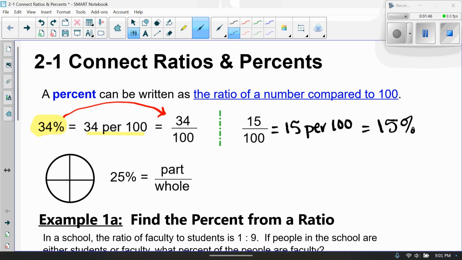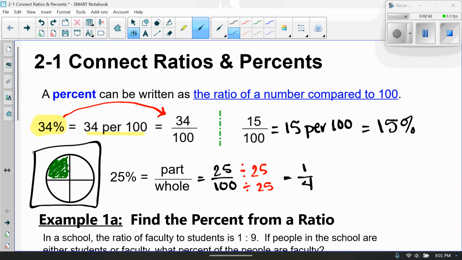Okay, now if I'm looking at the picture, here I have a circle cut into 4 pieces. And if I'm looking at 25%, 25% is going to be 1/4 of this circle colored in. Okay, so that is 1/4 of the circle. If I look at 25%, that's 25 per 100. Now, if I simplify this by dividing by 25 in the numerator and the denominator, that's going to give me 1/4, just like that picture, 1/4.